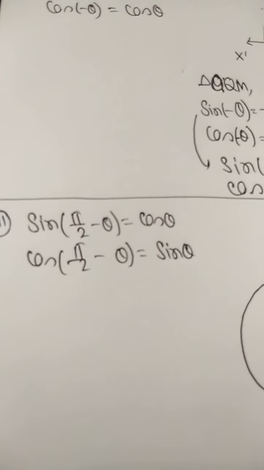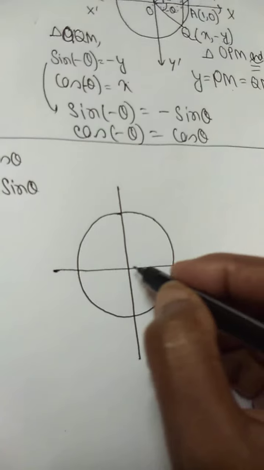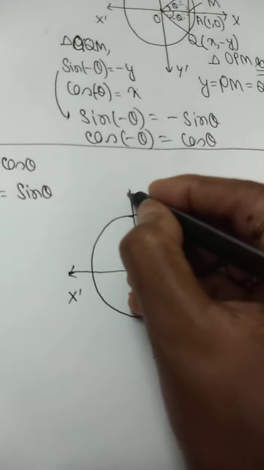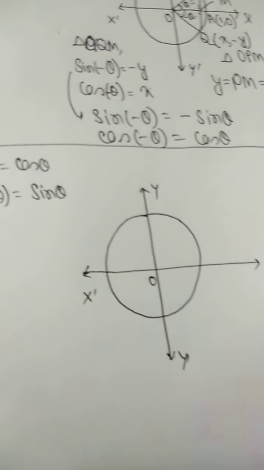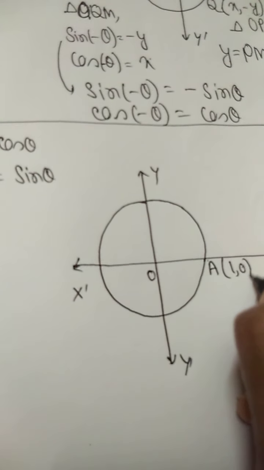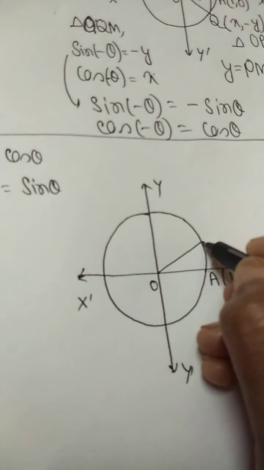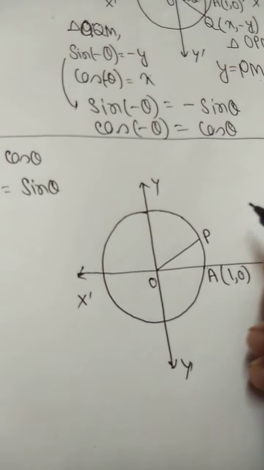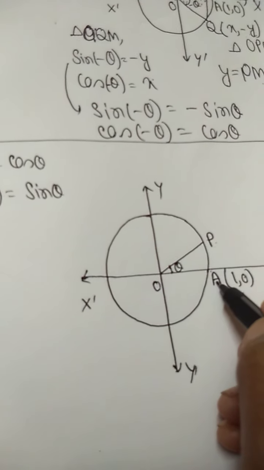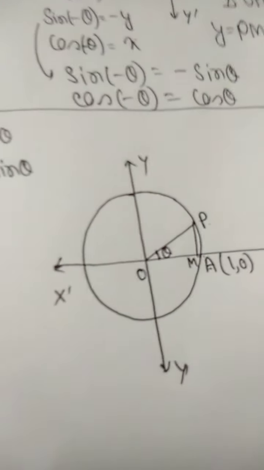Let us draw a unit circle centered at O, and let us draw two perpendicular axes XOX dash and YOY dash passing through the point O. Let this circle cut the positive side of the x-axis at the point A. Therefore, the coordinate of A is 1, 0. Now, let P be the point on the circumference of the circle such that angle POA is theta. Let us draw a perpendicular PM on the x-axis, right?